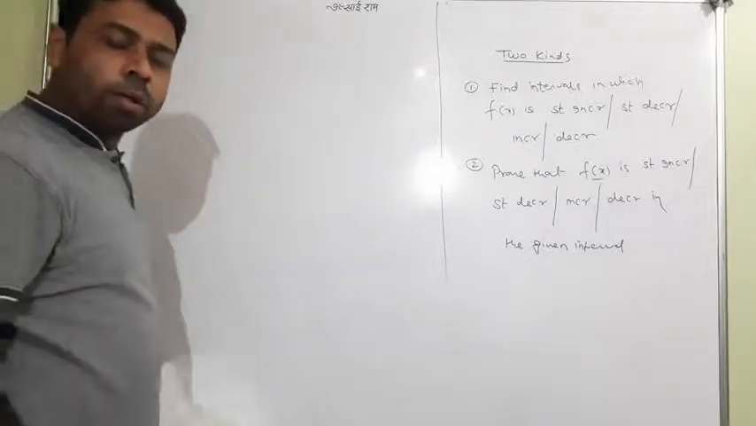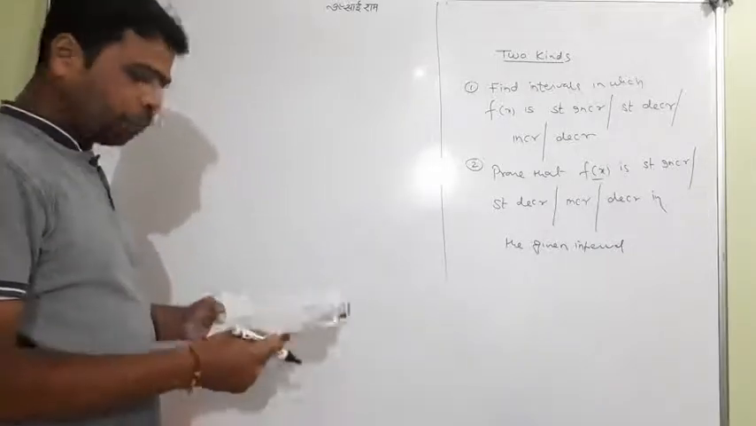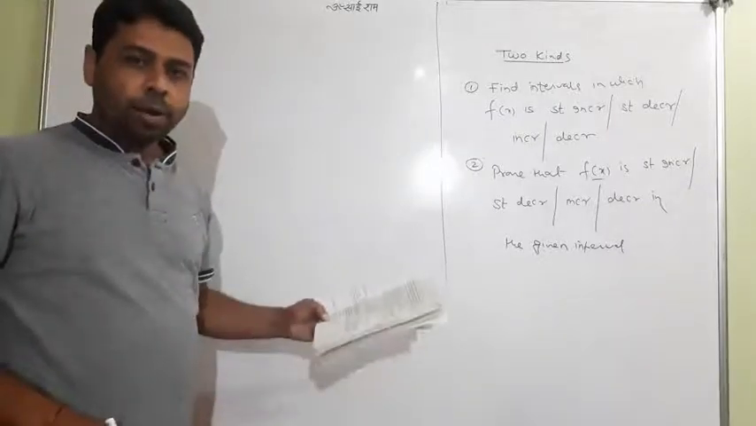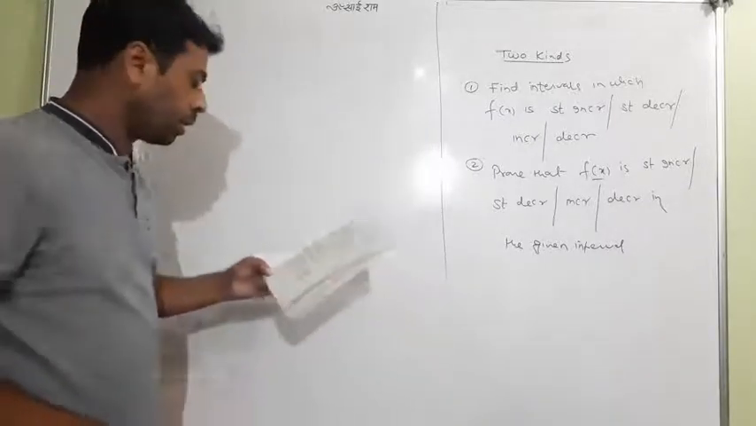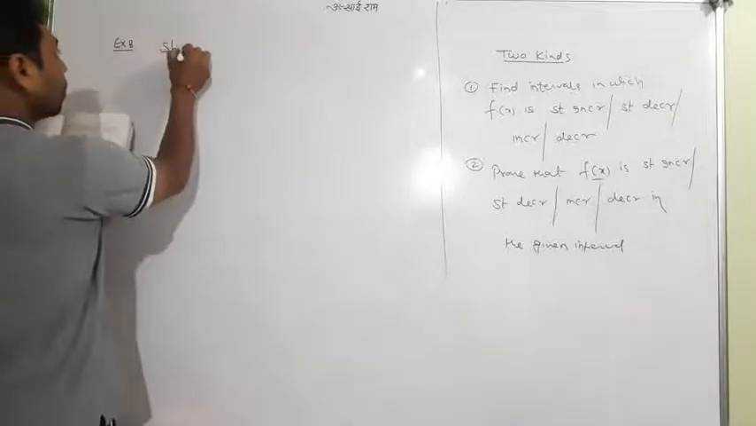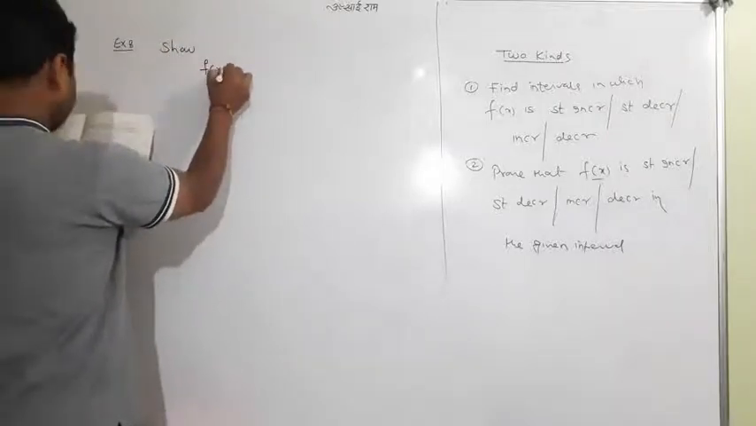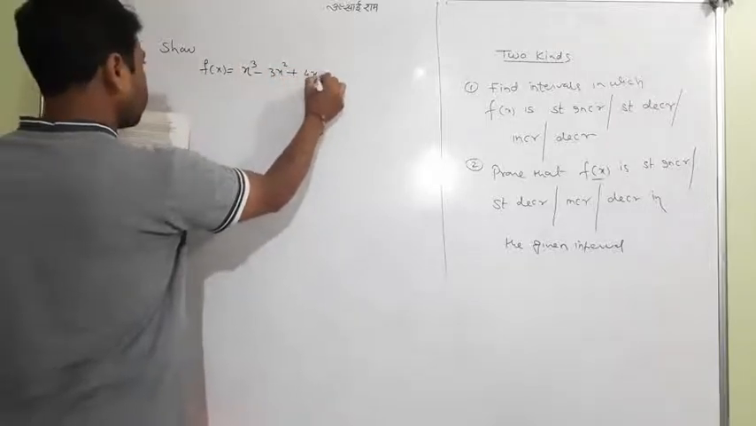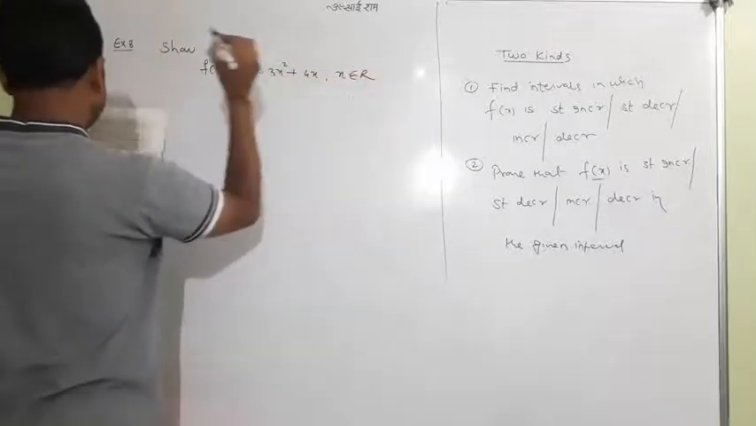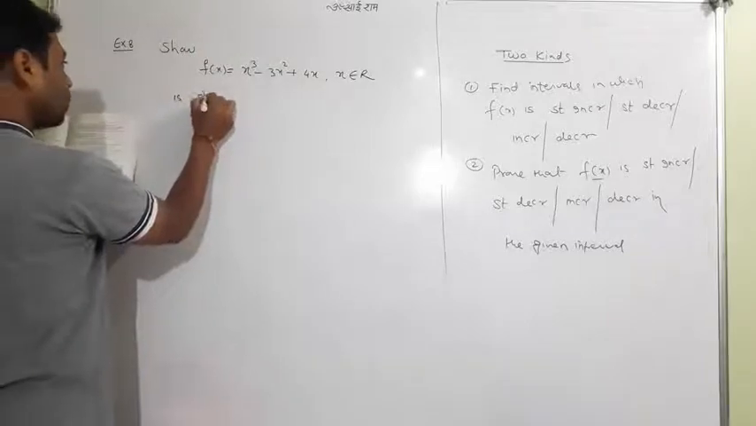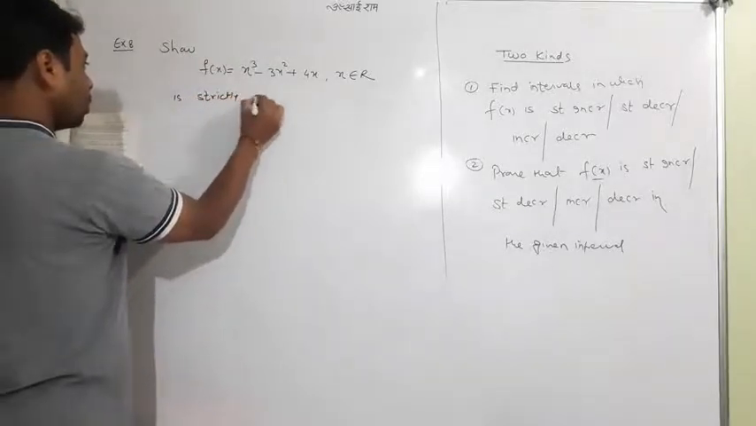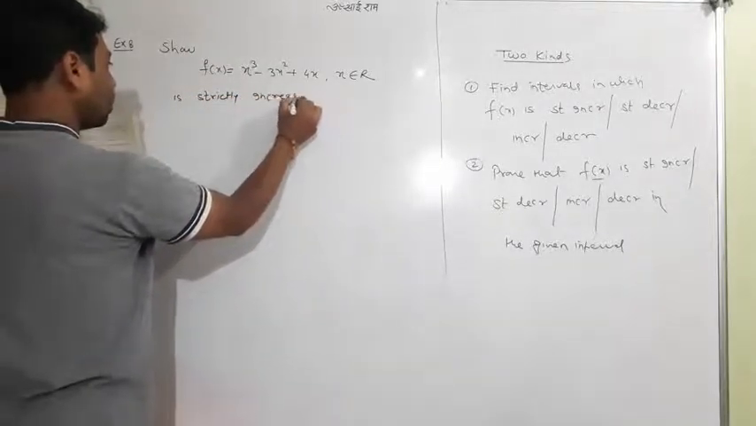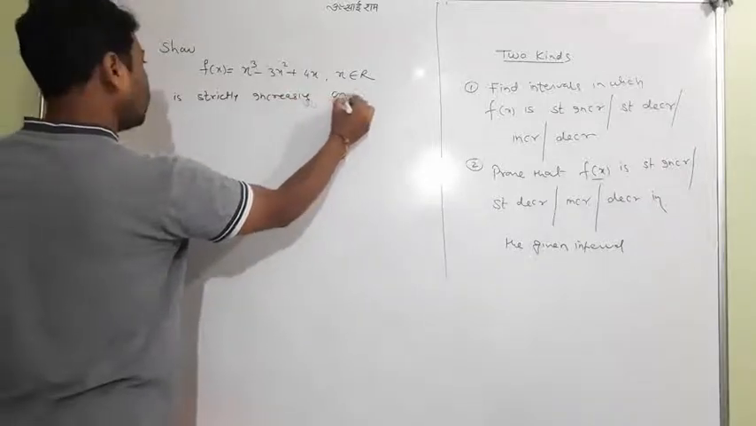Initially we will go a little slow because that is a different kind of mathematics and you have just to take time to understand it. Show that the function x cube minus 3x square plus 4x, x belongs to R, is strictly increasing on the set of R.